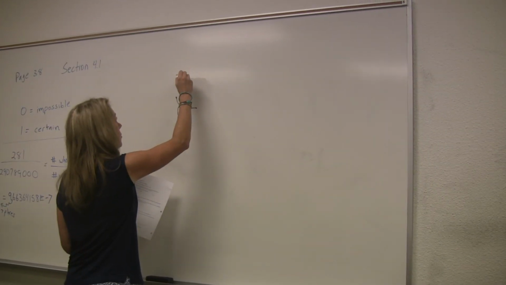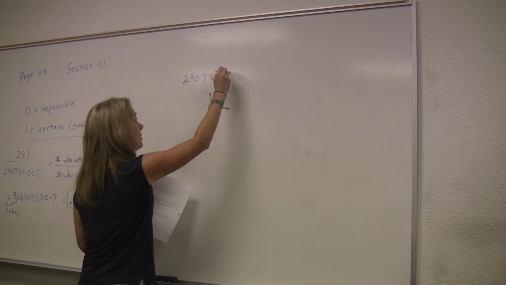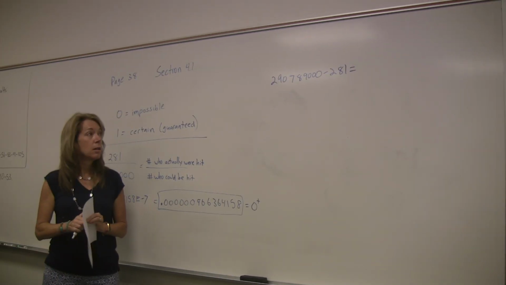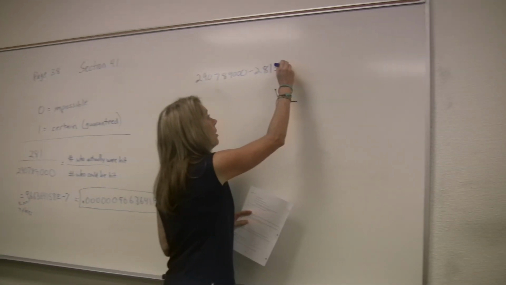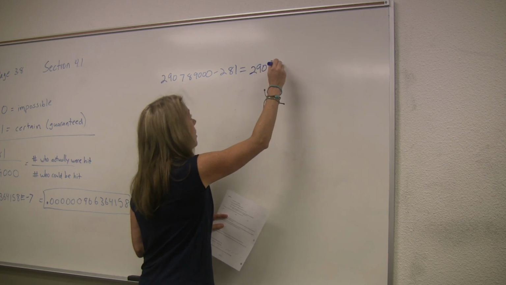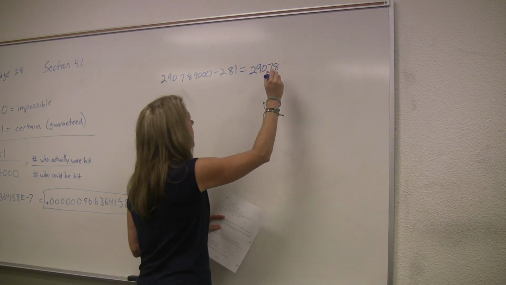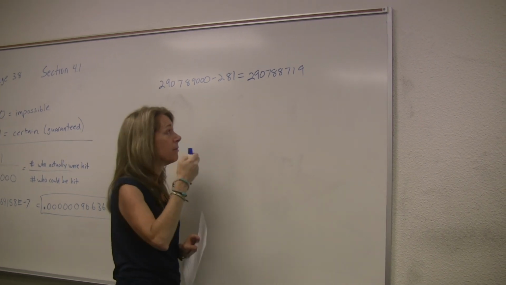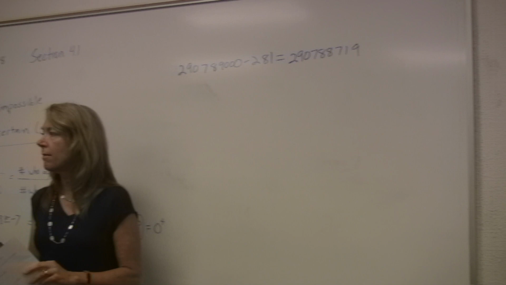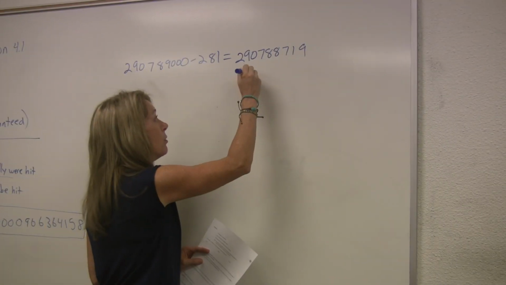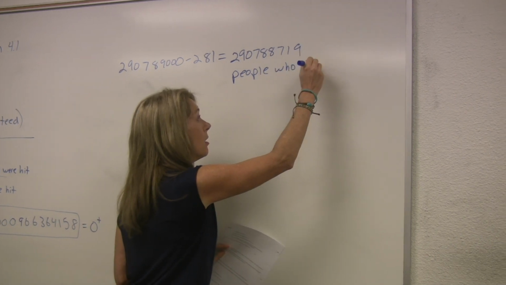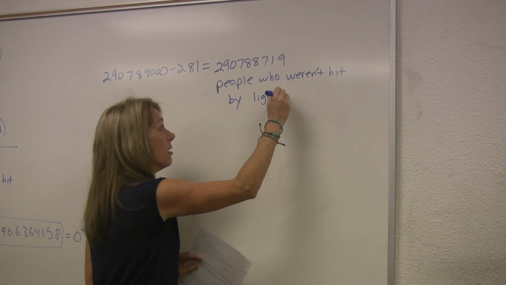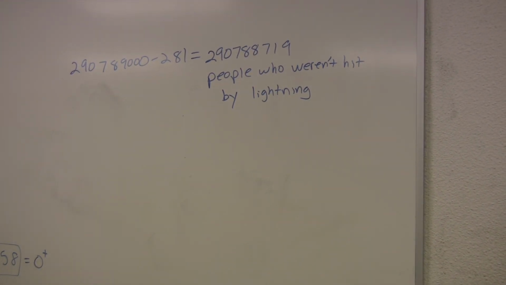So we have to take our 29789,000 and subtract 281, and you guys are going to do that for me, because I don't have my calculator handy. It's 2907, 2907, 88719. 88719? Someone agree with him? What does that number represent? People that weren't hit by lightning. We agree that's how many people weren't hit by lightning?